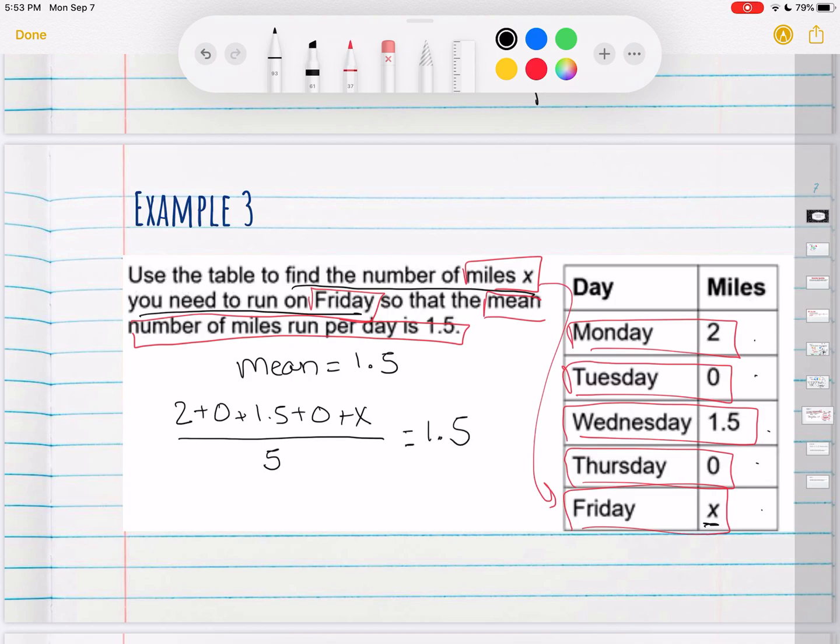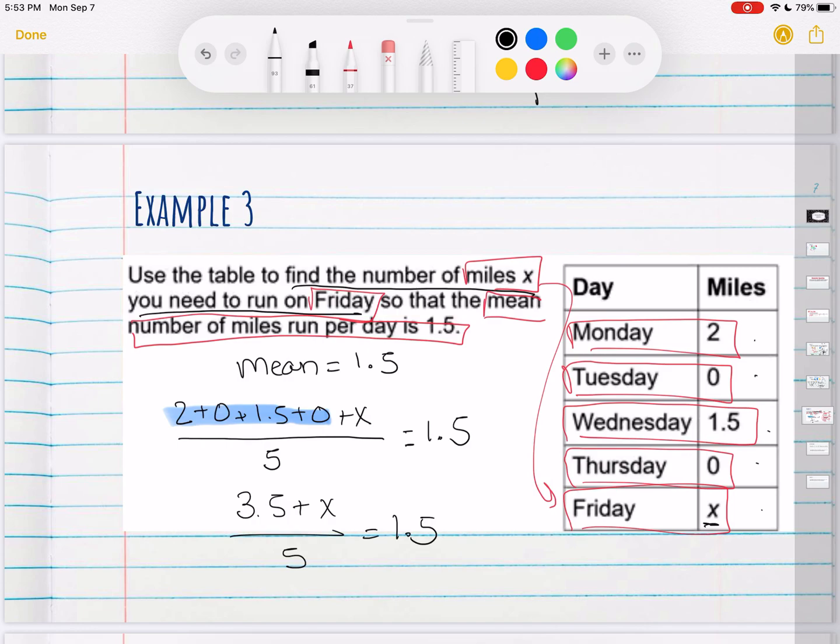Now again, this might be looking a little bit complicated, but let's just see if we can simplify anything before we solve. Well, let's see. What I can do is simplify this 2 plus 0 plus 1.5 plus 0, right? Well, 2 plus 0 is 2, plus 1.5 is 3.5, plus 0 is 3.5. So I'm left with 3.5 plus x, right? Divided by 5 equals 1.5.